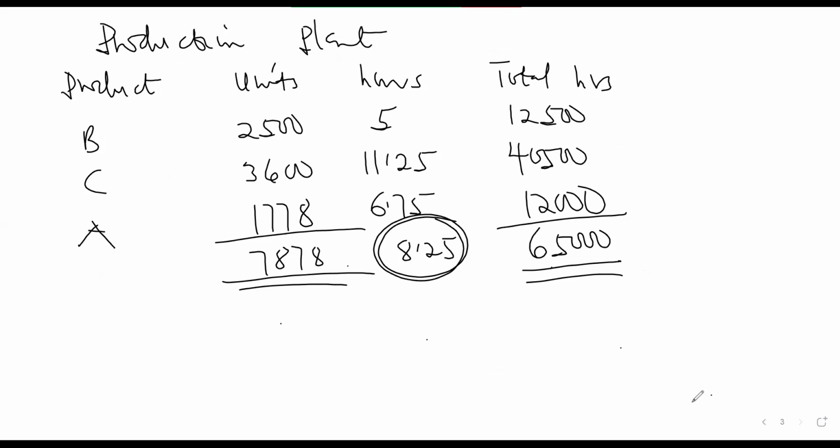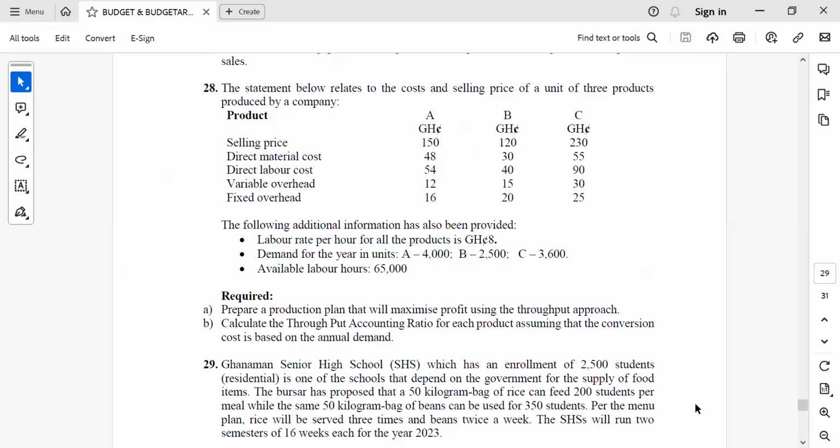What are they asking you to find first? Okay, so I can use this question now to tell you how you calculate the factory cost yourself, the conversion cost yourself. Calculate the throughput accounting ratio for each product, assuming that the conversion cost is based on the annual demand. So sometimes they will not ask this particular one. They will not say that the conversion cost is based on the annual demand. So this particular statement will not be there. Then we do it, and I'll still do it if this statement is not there.